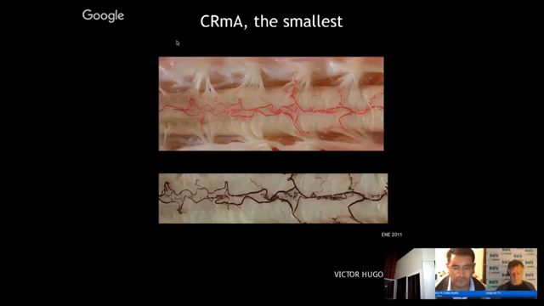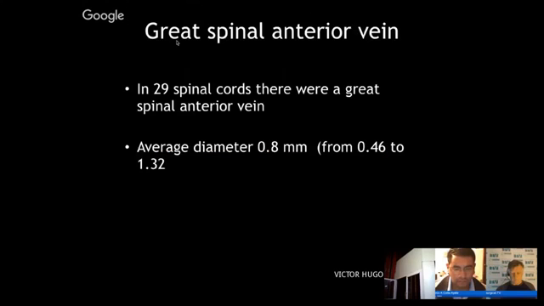Cervical artery. This artery was the smallest. In 29 spinal cords, there was a great spinal anterior vein. We are told about the anterior vein. Average diameter 0.8 millimeters, from 0.46 to 1.32.